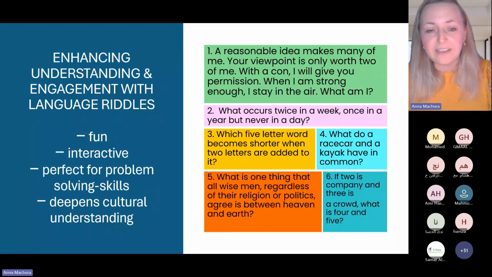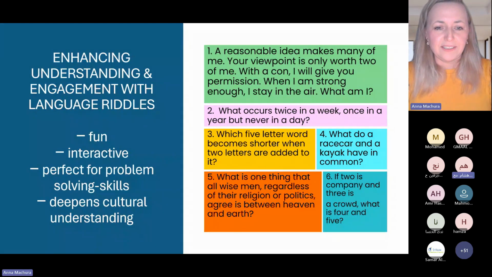What is between heaven and earth? Oh, the echo.